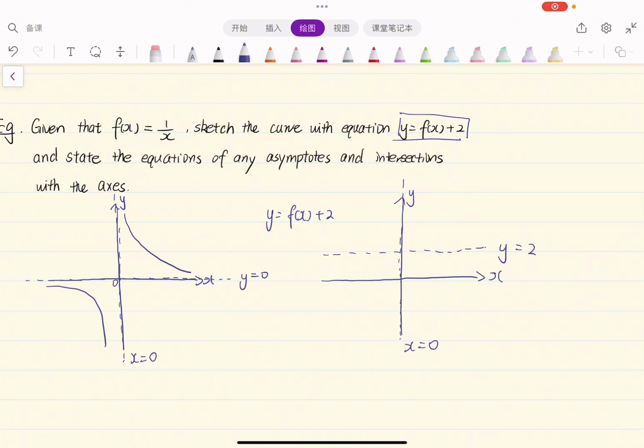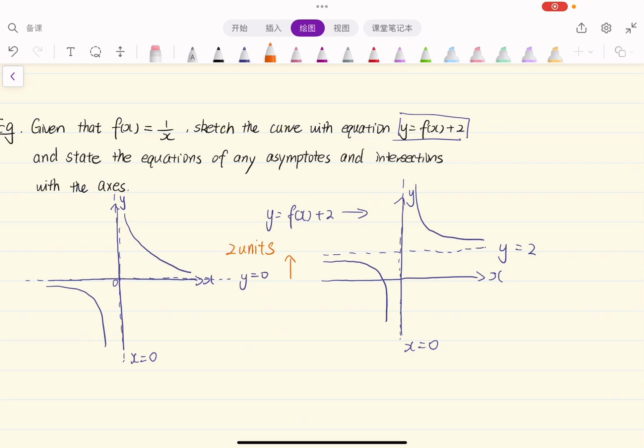Then we draw f(x) plus 2, which looks like that. So here is y equals f(x) plus 2. The asymptotes move 2 units vertically in the positive y direction.